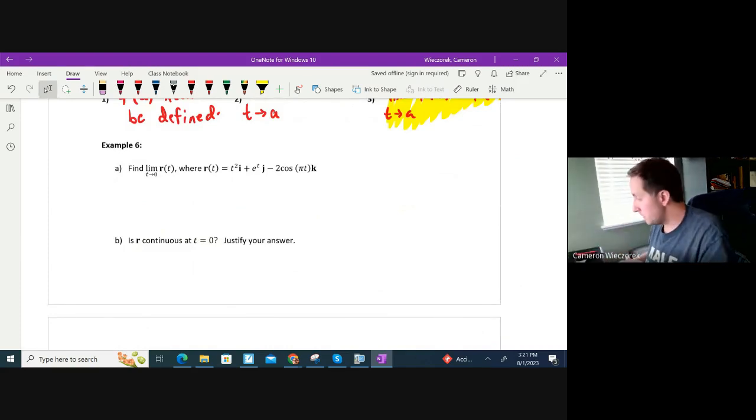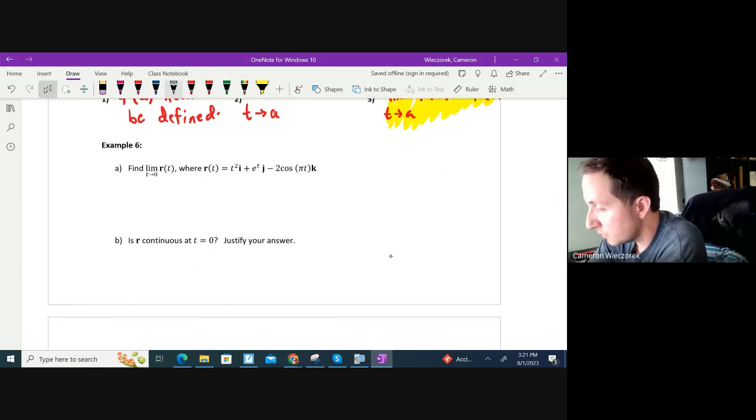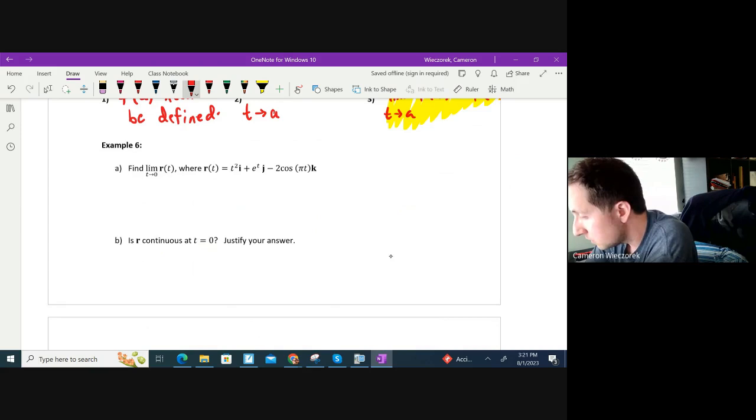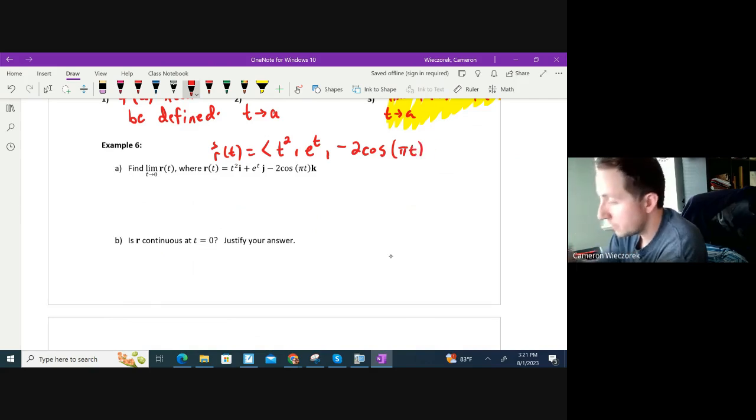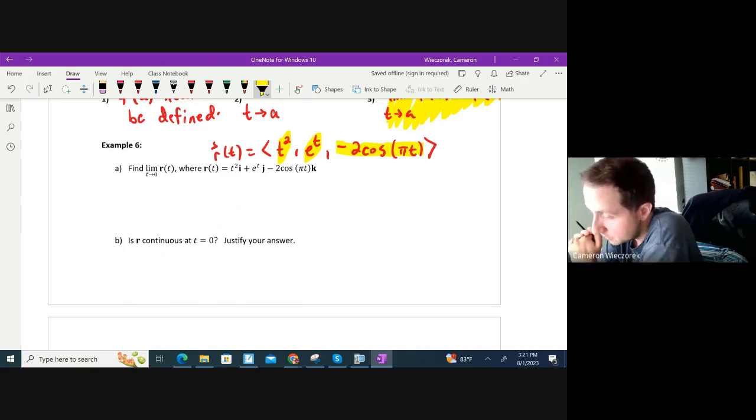Part A, find the limit as t approaches 0 of this vector valued function r of t, where r of t is given by, I'm going to write this in component form, just because I like it better. t squared, e to the t, negative 2 cosine of pi t. Notice I picked nice continuous functions for this example. t squared is a parabola, e to the t is an exponential function, and we have a nice cosine function. It's reflected, it's stretched, and its period has been shortened, but it's a nice cosine wave. All of them are continuous functions.